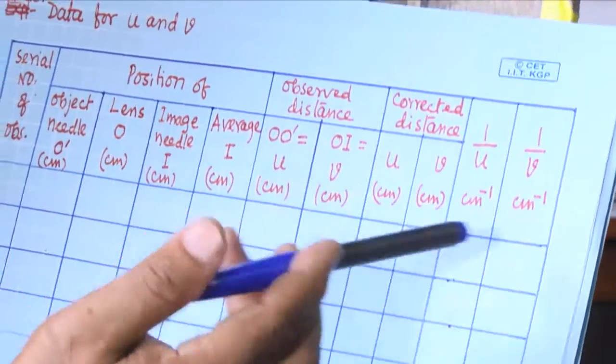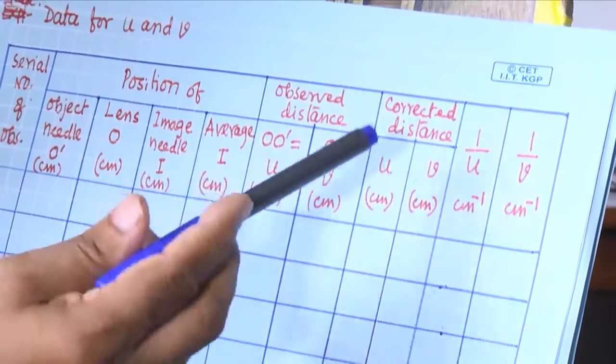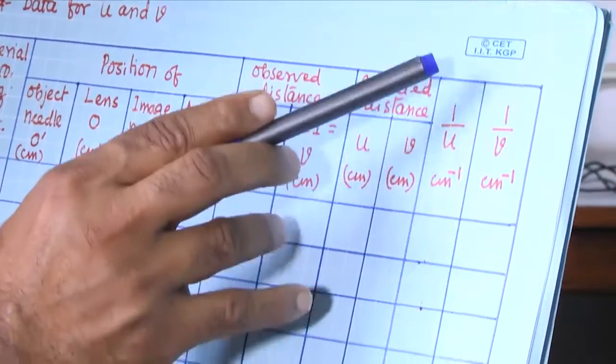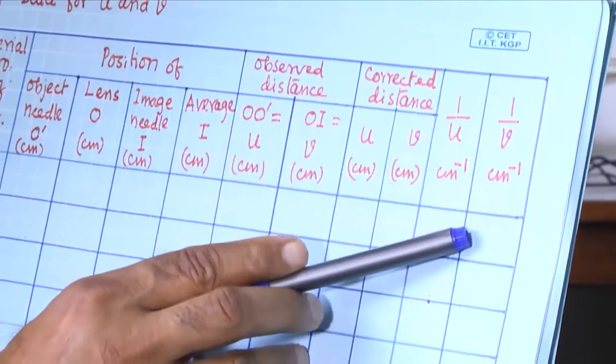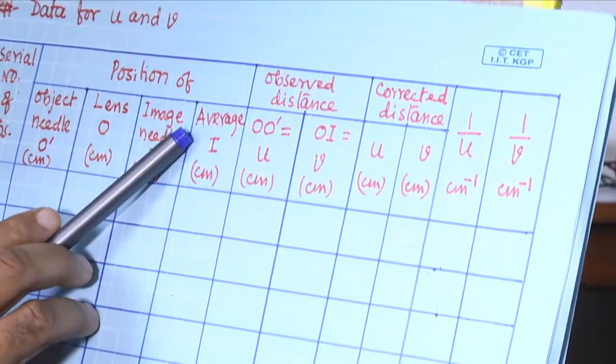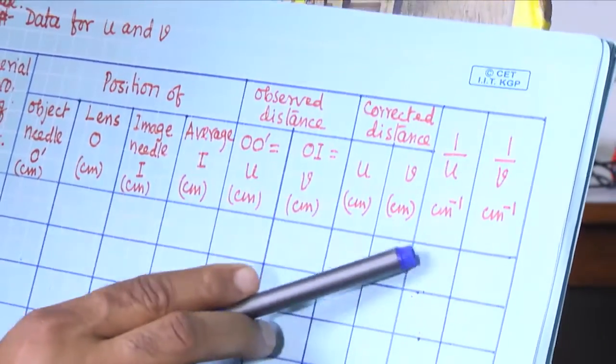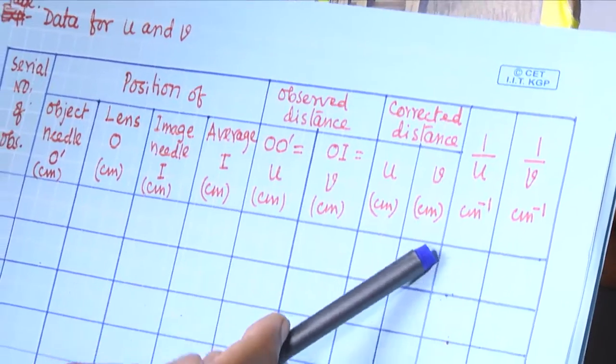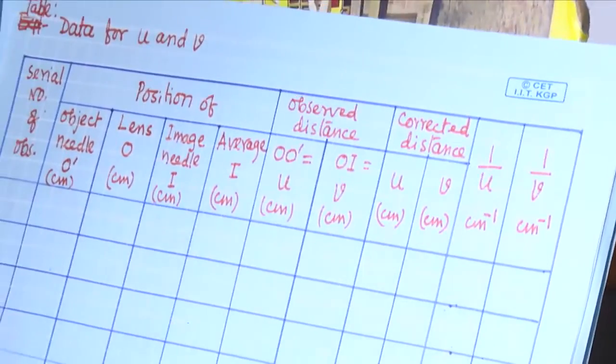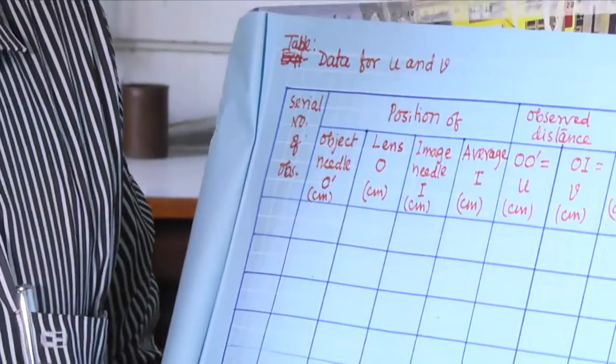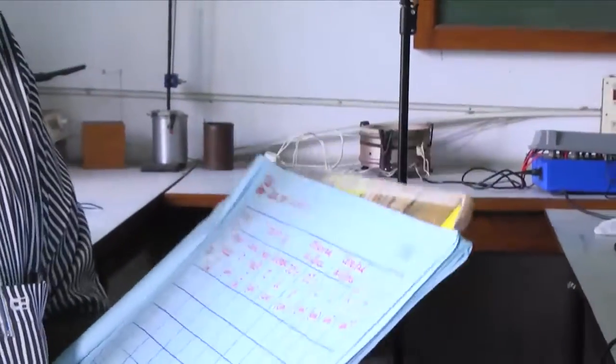So, then for plotting graph, you can plot u-v graph as well as 1 by u and 1 by v, same as concave mirror. Okay. And from the graph you can find out the focal length. Okay. So, let me do the experiment.